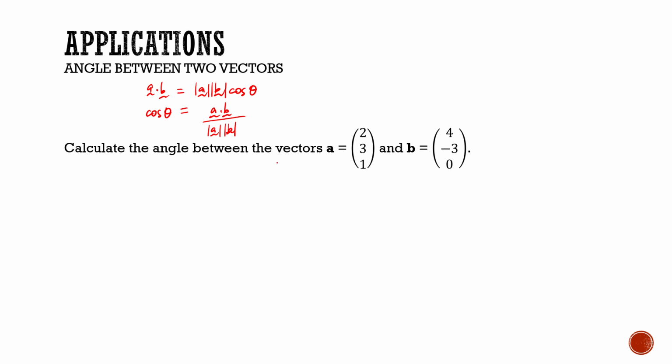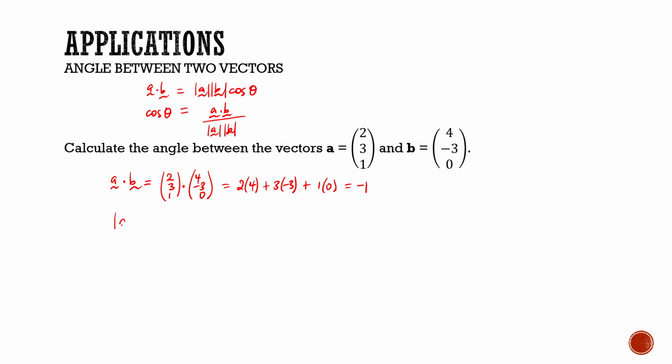Let's look at an example here. Say we have the vectors a and b given as those. How would we get the angle between them? So we'd have a dot b, which is 2, 3, 1 dotted with 4, negative 3, 0. This is going to be 2 times 4 plus 3 times negative 3 plus 1 times 0, and this gives us negative 1.